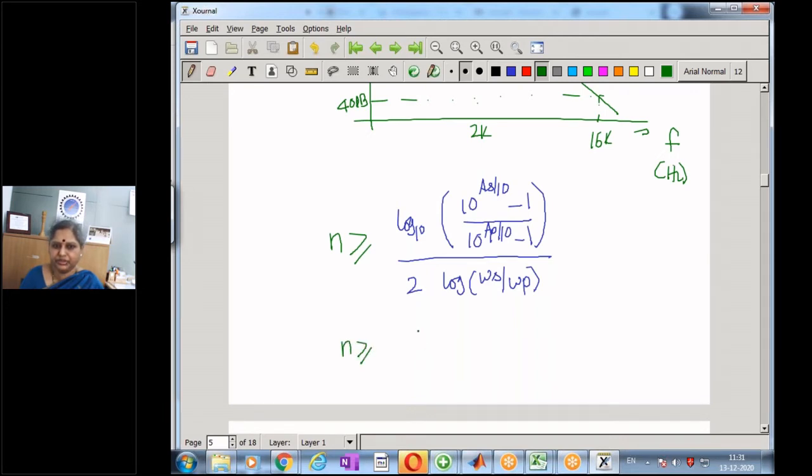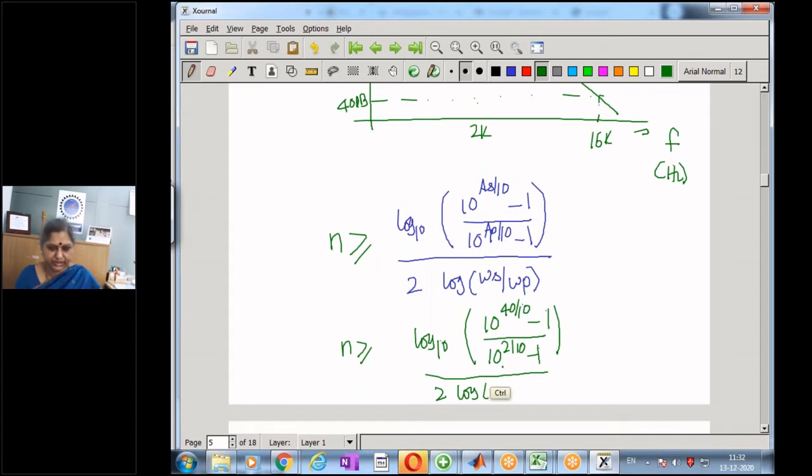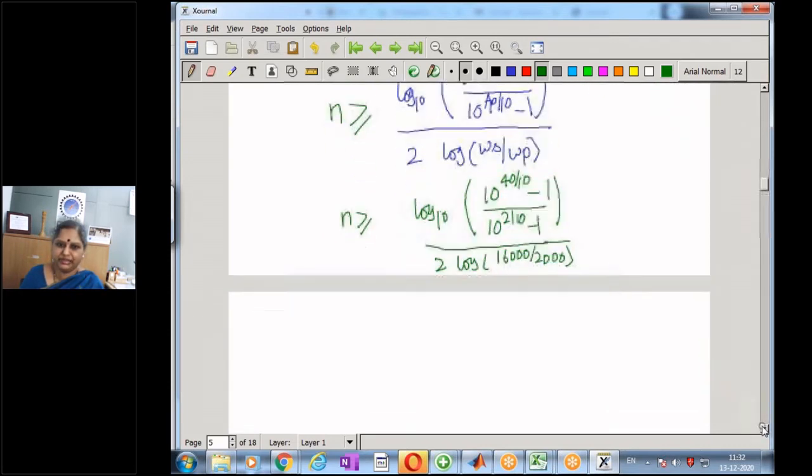n should be greater than or equal to log base 10 of (10 to the power of AS by 10 minus 1) divided by (10 to the power of AP by 10 minus 1), all divided by 2 log of omega s by omega p. AS is 40, AP is 2, and the ratio Fs by Fp is 16,000 divided by 2,000. Let's substitute and see what value of n we get.